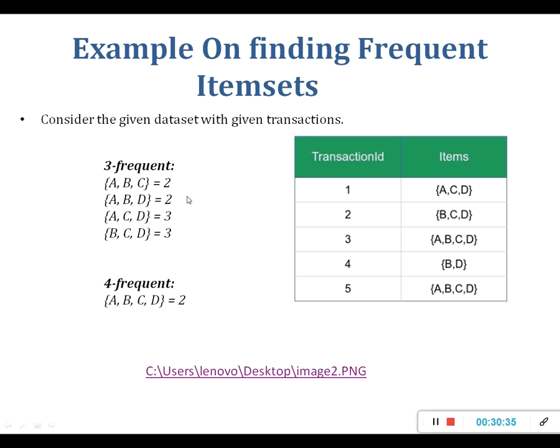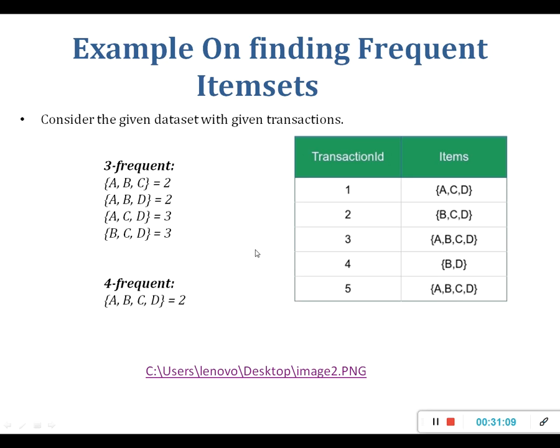For 3 frequent, we have to take the combination of 3: ABC, ABD, ACD, BCD. So these are the combinations. What about ABC? 1 and 2 times. ABD, 1, 2 times. ACD, 1, 2 and 3 times. What about BCD? 1, 2 and 3 times. So this is the 3 frequent. What is the 4 frequent? A, B, C, D. How many times is it occurring? 1 and 2 times. So this is the frequent count I have calculated.